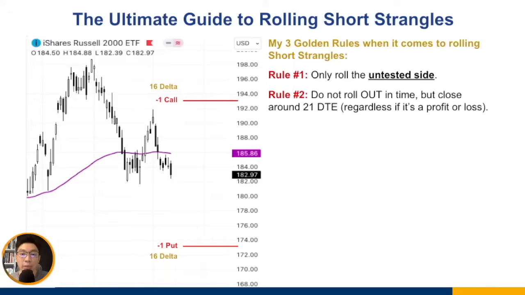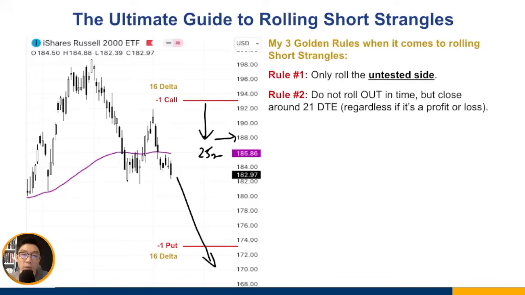Now, rule number 2 is that I do not roll out in time, but rather I just close around 21 DTE, regardless if it's a profit or loss. So what do I mean by I do not roll out in time? Some people, let's say the market goes down here, may choose to not only roll down here, rolling your short call down, but they also choose to roll out in time for both the strikes. So maybe at this point they have about 25 DTE left.